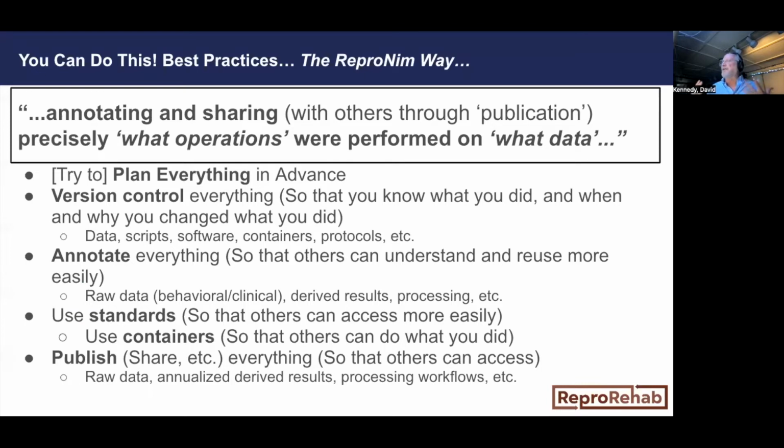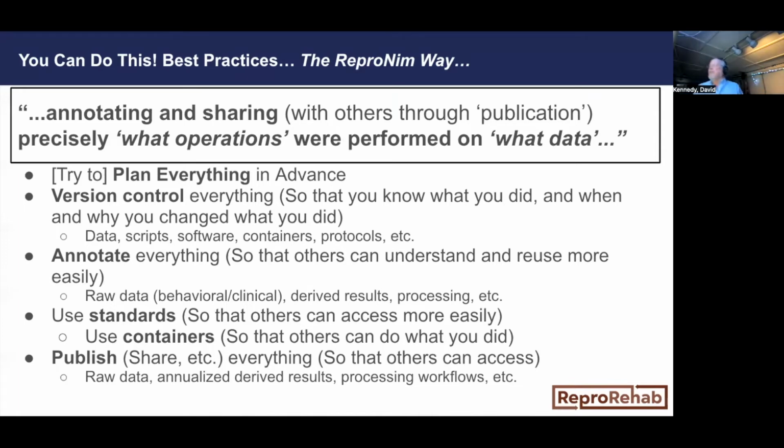The first best practice is to really try to plan everything in advance. Things that go awry tend to be when we have to make up things later in a research plan. So try to plan everything in as much detail in advance, pre-registering, and really thinking hard about how the analysis is going to go and how the hypotheses will be controlled.